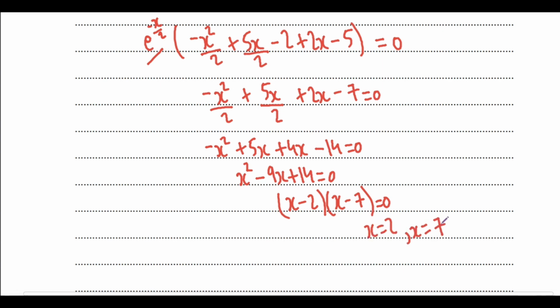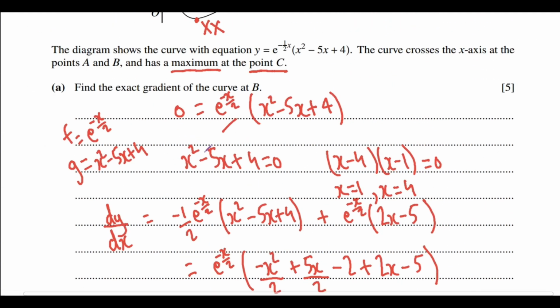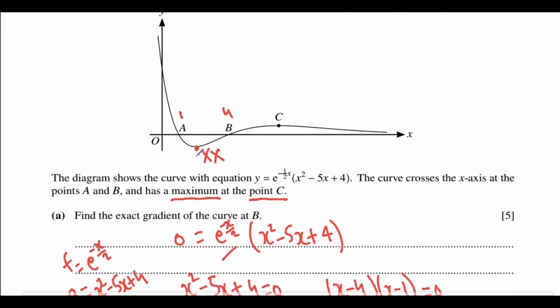Now which x do we use? Well, remember, there are 2 points. There's a minimum point right here, and of course that point is 2 because it's between 1 and 4, so that has to be x is equal to 2. So this is actually 2, and that means that we don't really know, but this is definitely 7.